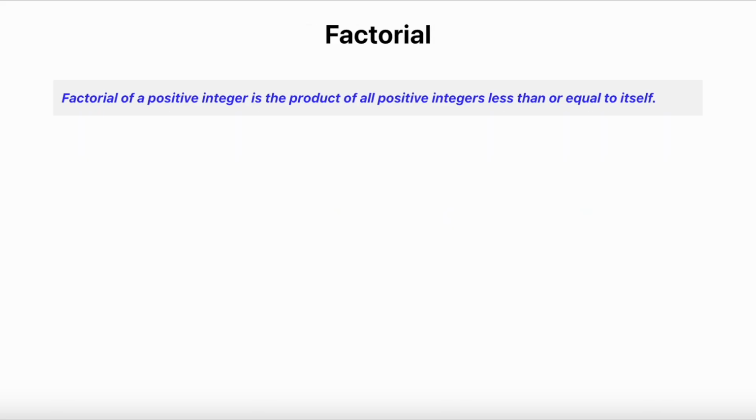Factorial. Factorial of a positive integer is the product of all positive integers less than or equal to itself. Example, 5 factorial is the product of all integers from 1 to 5, which is 120.